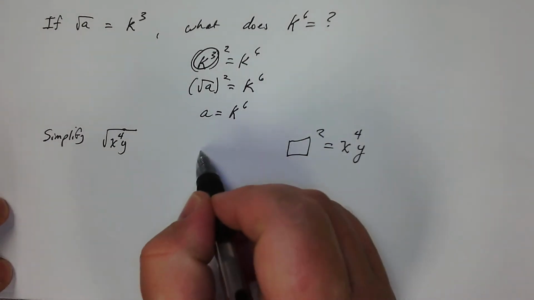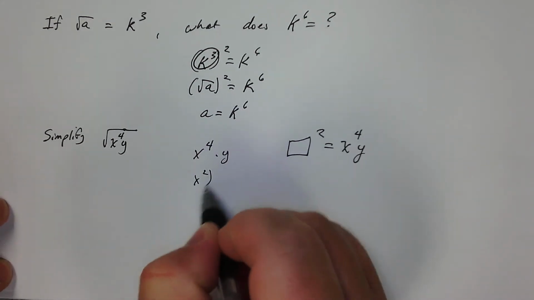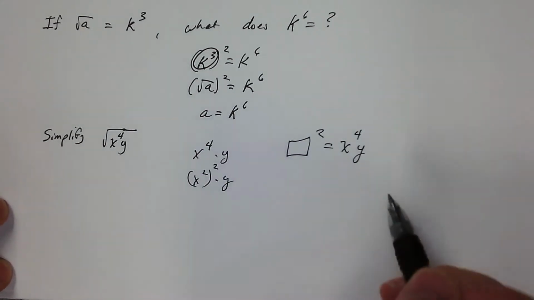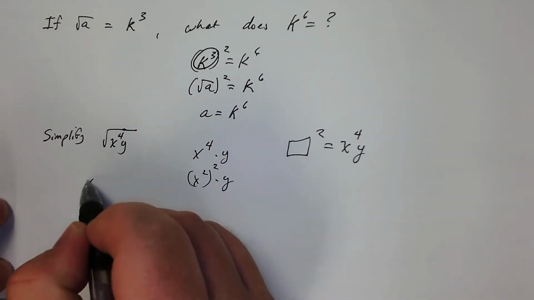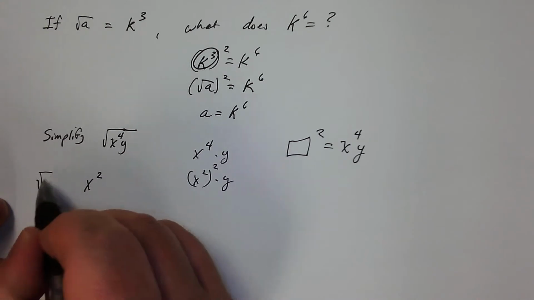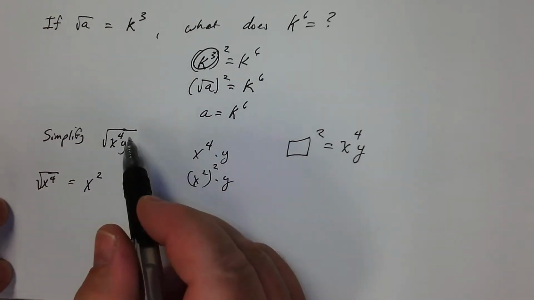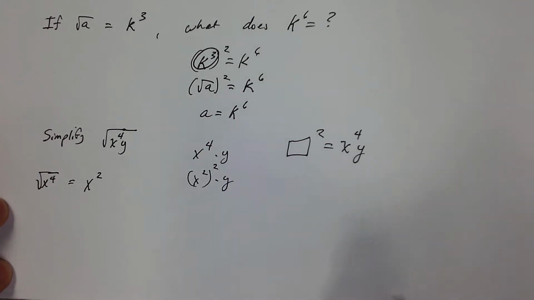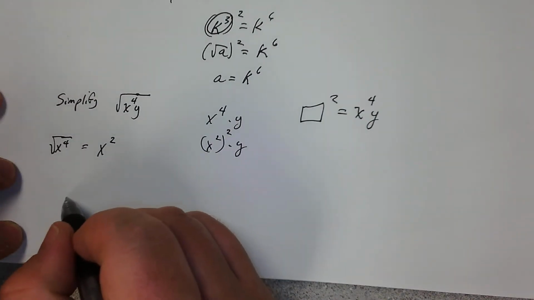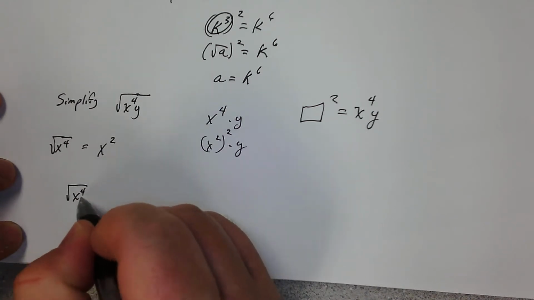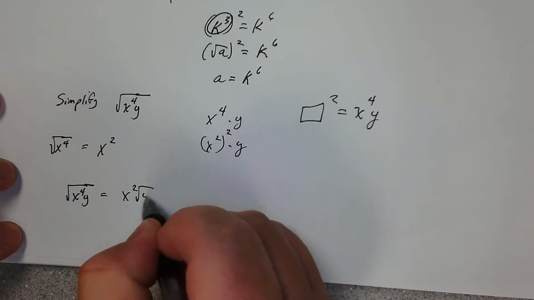So if we look at the factors of x to the fourth times y, well, this is x squared squared, isn't it? So the square root of x to the fourth is x squared. Just this part is equal to that. And the square root of y, well, that's not something we can simplify. We don't know anything about that. So this is the deal: the square root of x to the fourth times y equals x squared times the square root of y.